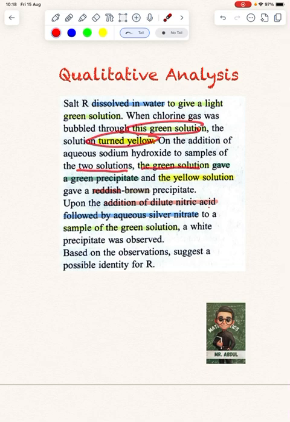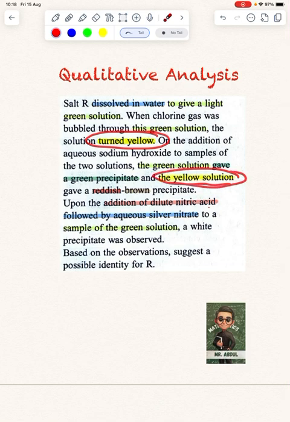The green solution gave a green ppt. This is just to confirm again Fe2+ is present. And the yellow solution that you know contains Fe3+ gave a reddish brown ppt. This is another confirmation that your yellow solution will have Fe3+ because it has been oxidized by chlorine gas. Remember, your green solution is being oxidized by the green chlorine gas.